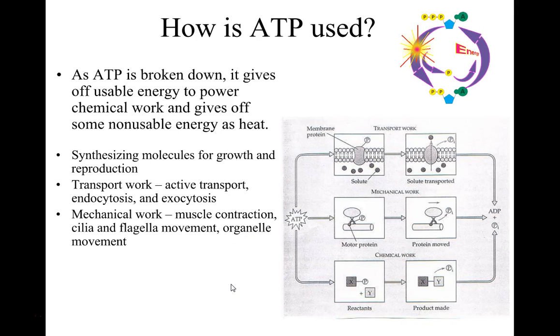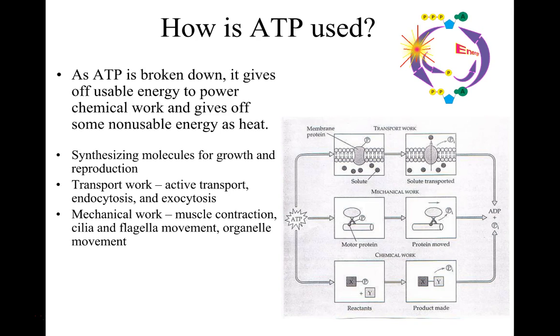So here's a couple general things that cells use ATP for. We can use it for growing. We can use it for making new cells and reproduction. We can use it to transport materials in and out of cells. So materials can move across cells, and sometimes we have to expend energy to do that. In order for your neurons to fire and to transport sodium and potassium ions across their membranes, we have to expend a lot of ATP to do that.